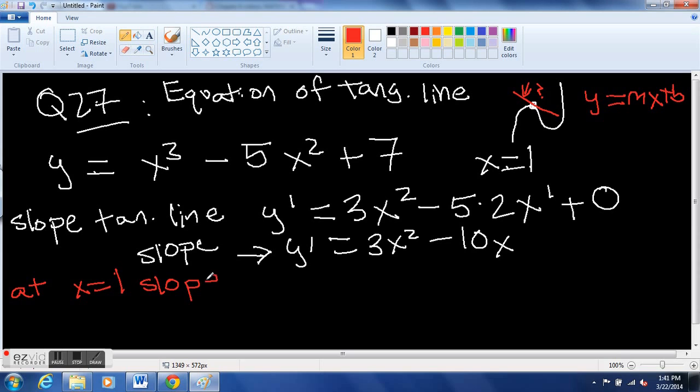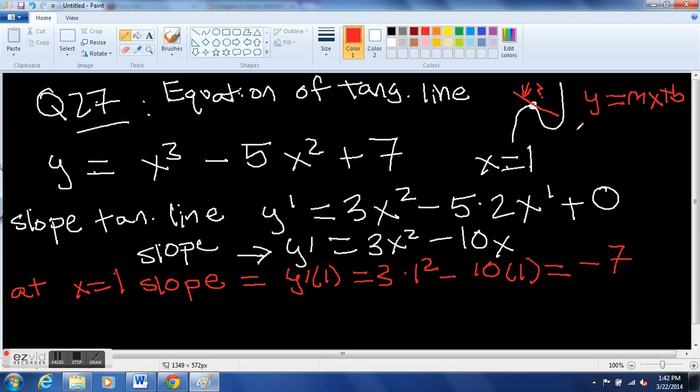The slope is equal to, let's plug it in, y prime evaluated at 1, so when x equals 1, 3 times 1 squared... Oh, I can do this one without my calculator, right? That's 3 minus 10, do you follow along? Equals negative 7. So I'm saying the slope of this line equals negative 7, but I'm not done yet because I need to find the equation of the line, not just the slope.